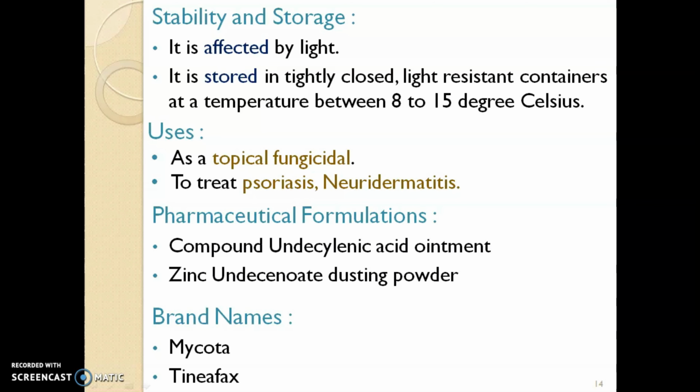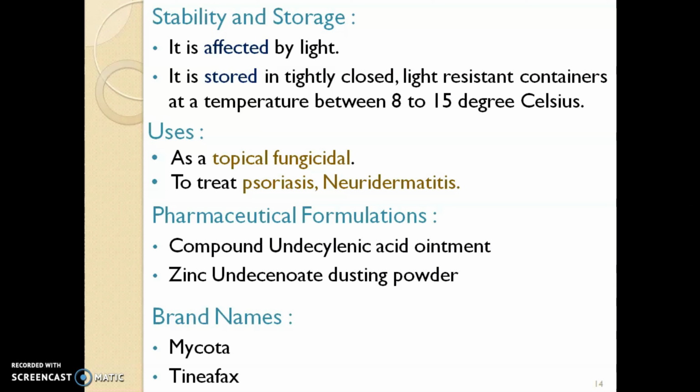Next point is stability and storage. This acid is affected by sunlight, so it is stored in a tightly closed light resistant container at a temperature between 8 to 15 degrees Celsius. Next point, uses. It is mainly used as a topical antifungal, means fungicidal. Besides that, it is also used in cirrhosis and neurodermatitis. This drug will be used.